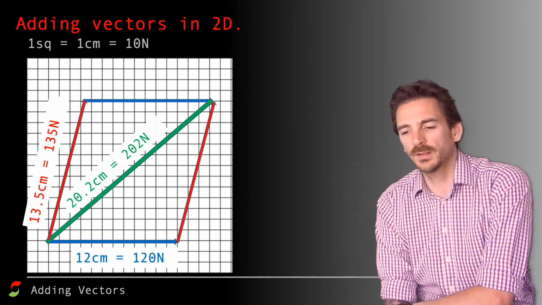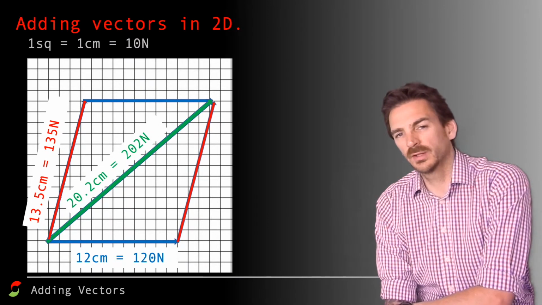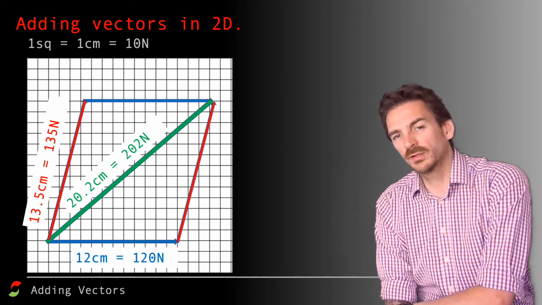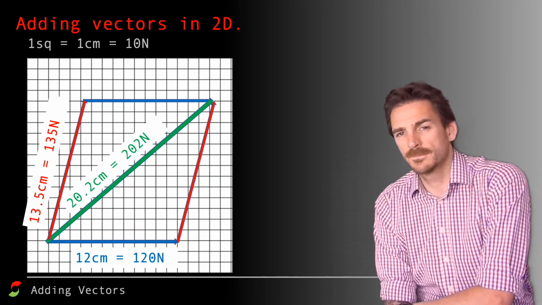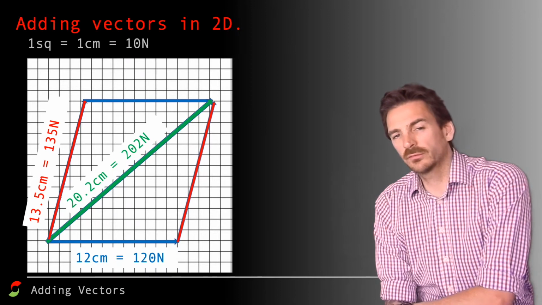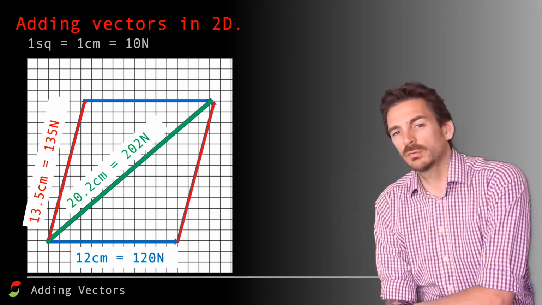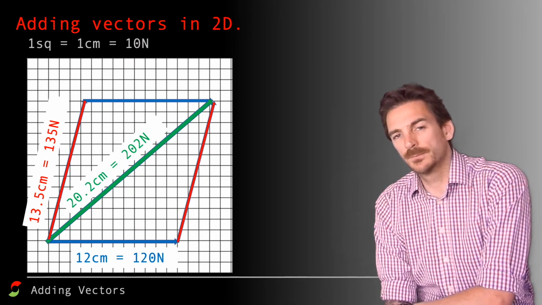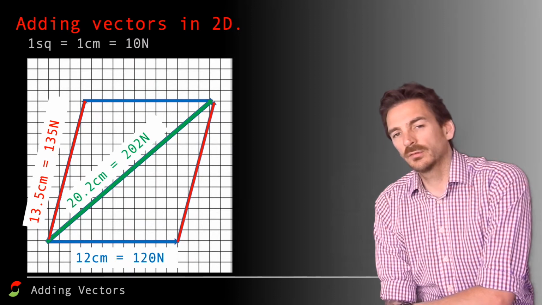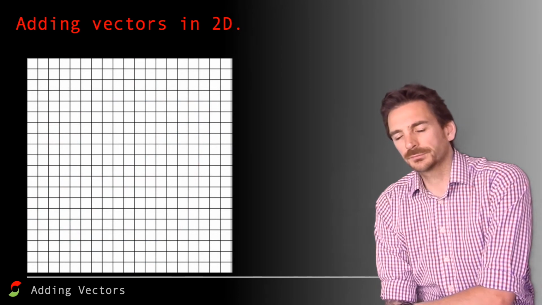And if we measure the length of it, 20.2 centimetres, that tells us that we've got a resultant vector of 202 newtons. Once again, you might be asked to measure an angle, using a protractor. That might be to the horizontal or in terms of a bearing.